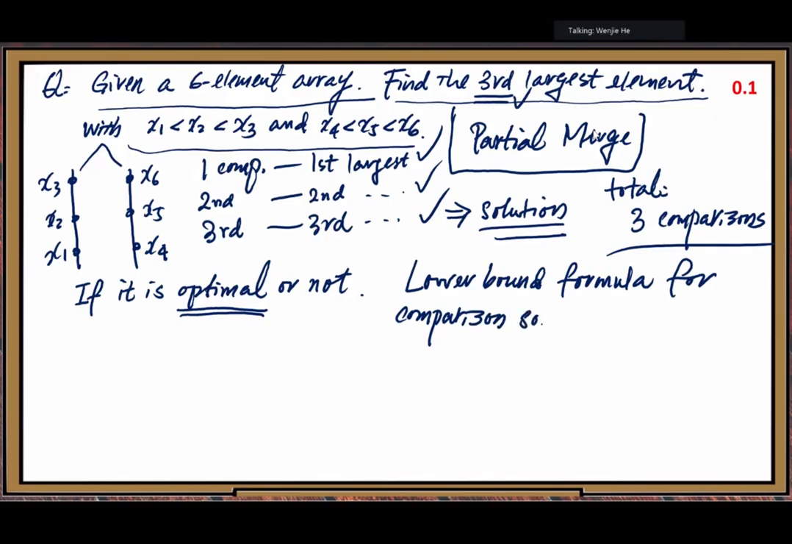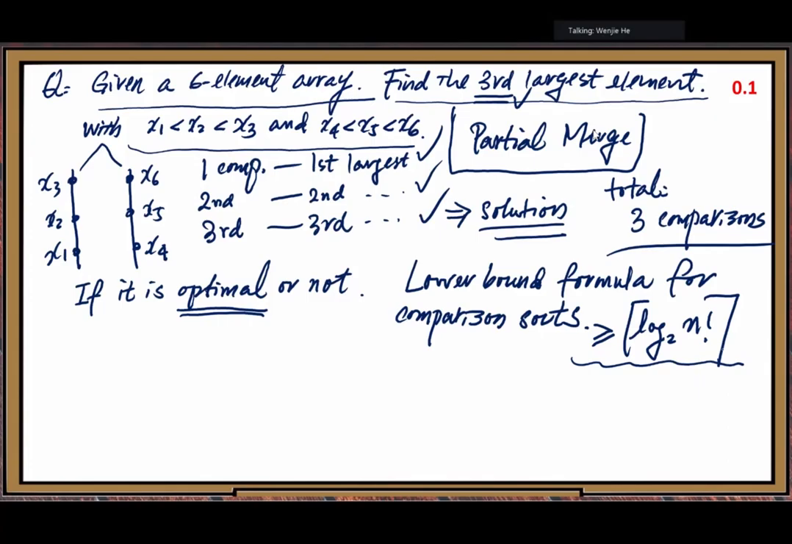Comparison sorts. The formula is the ceiling of log base 2 of n factorial. It is a lower bound, so the number of comparisons needed in the worst case is greater than or equal to this number. If your sort reaches this number, then we can say it's optimal. You hit the lower bound. That means your algorithm is optimal.